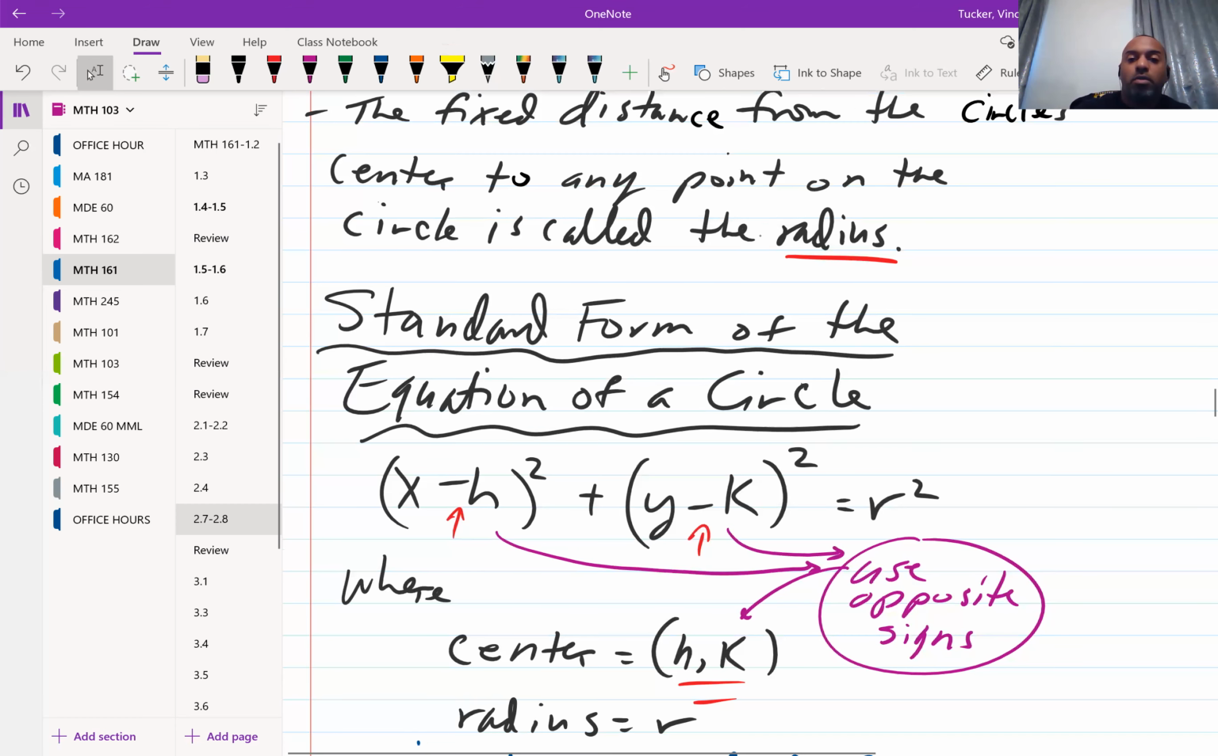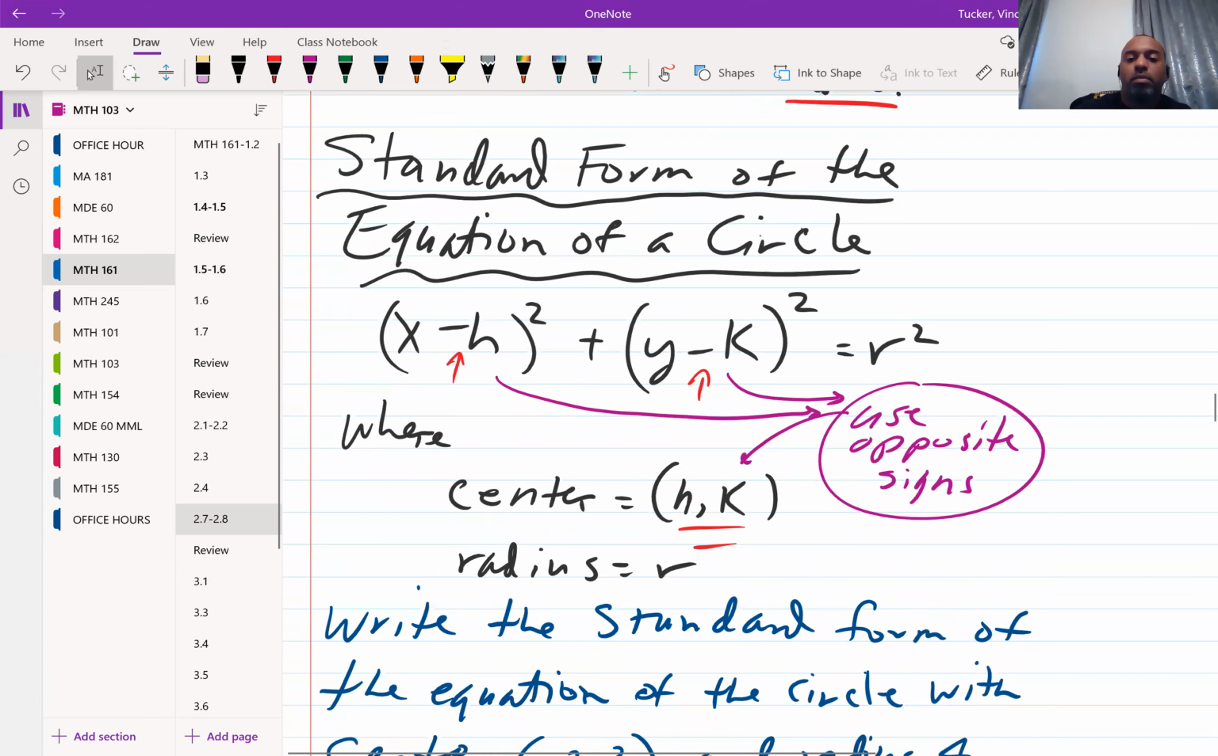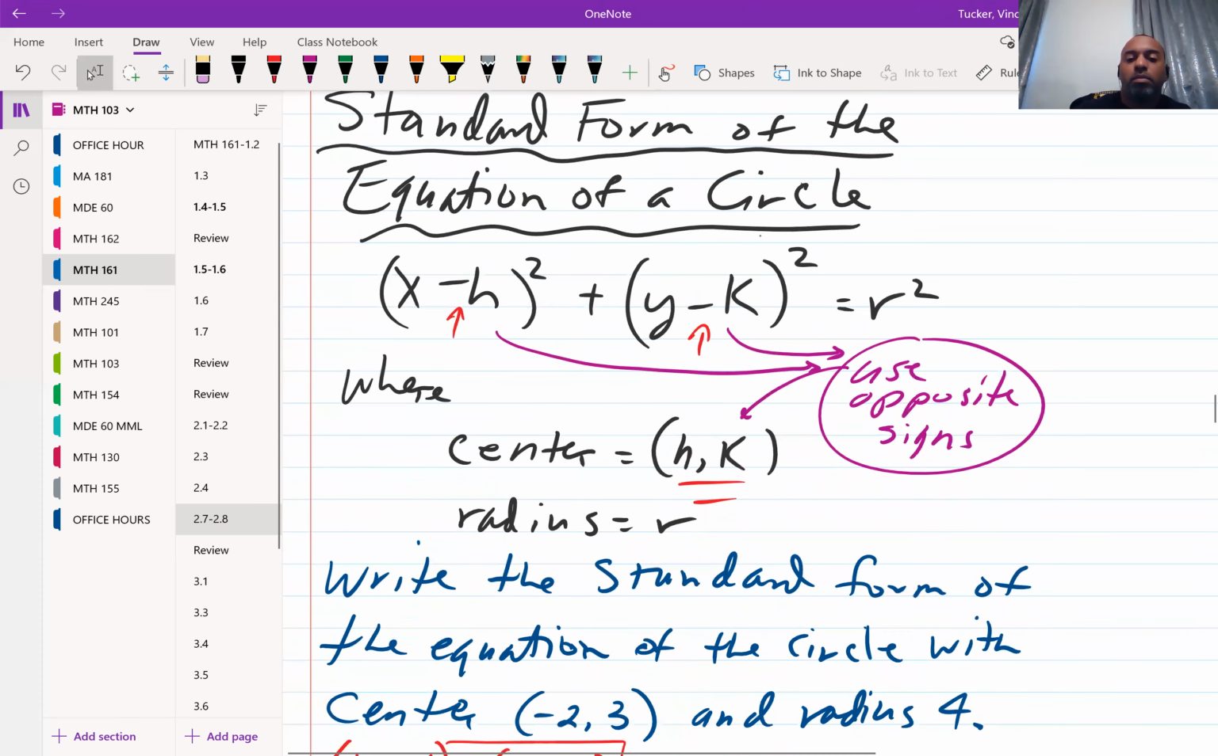All right, scroll up. So we want to write the standard form of the equation of the circle with the center of -2, 3 and radius 4.